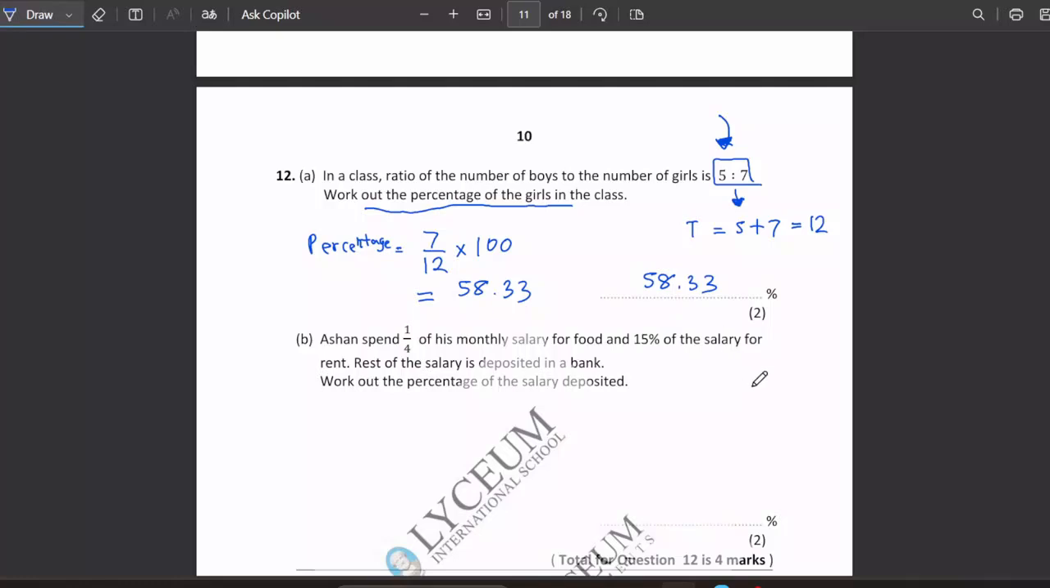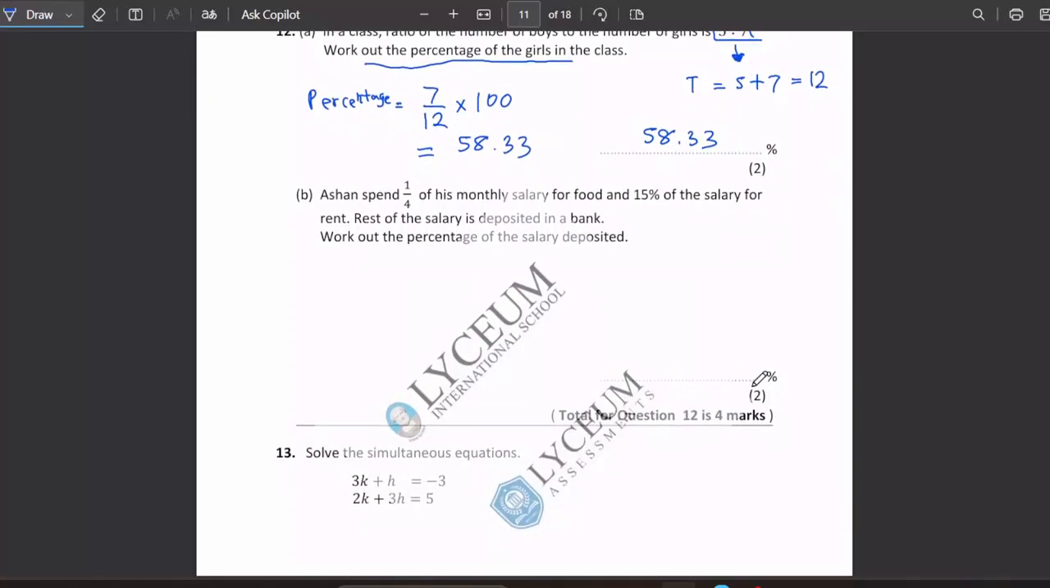Okay. Now in the B part, we get Ashan spends 1/4 of his monthly salary for food and 15% of the salary for the rent. The rest of the salary is deposited in the bank. Work out the percentage of the salary deposited. First, if we can find the percentage of this fraction, we can add it to this and subtract from 100 and find the percentage.